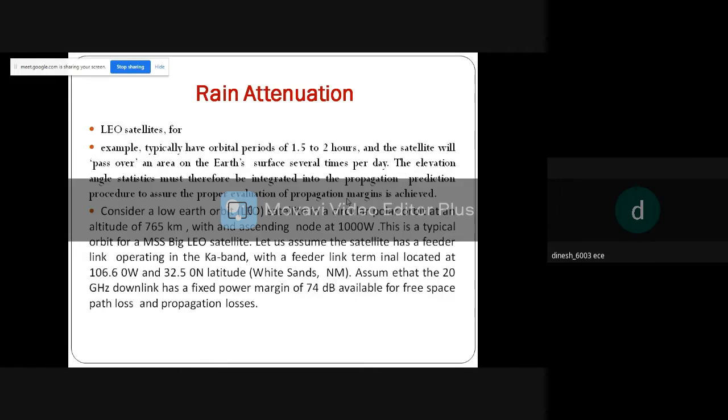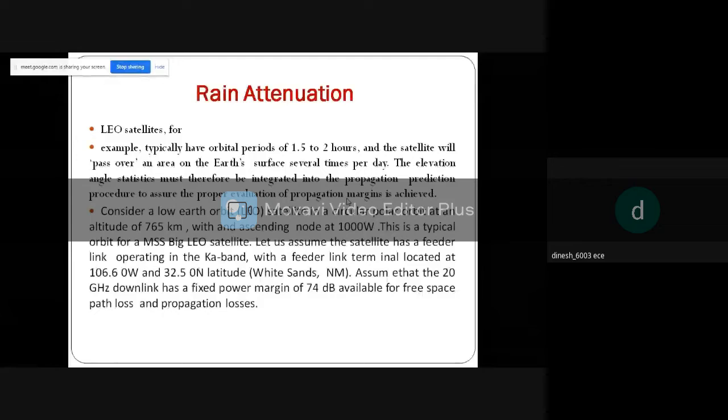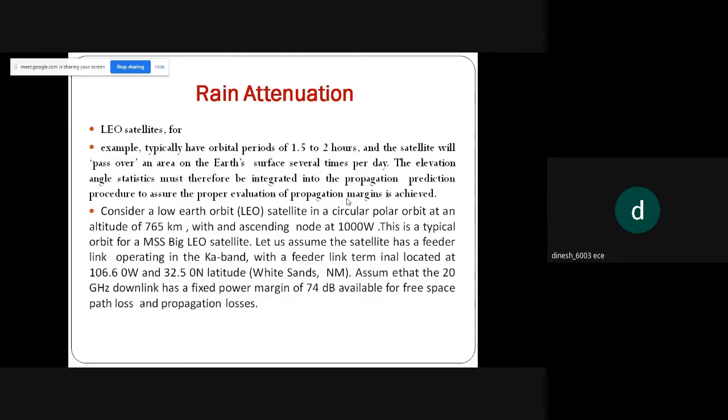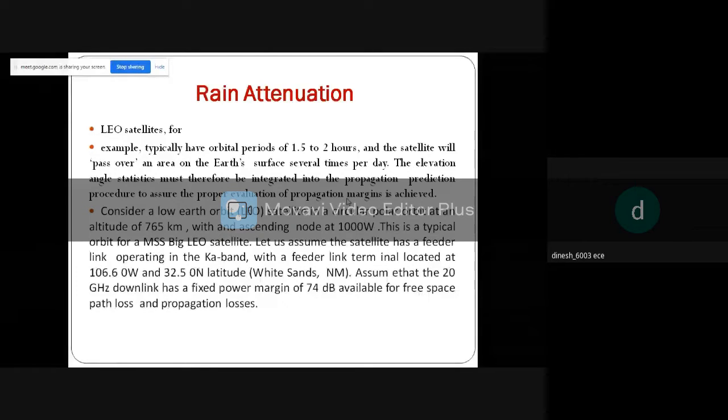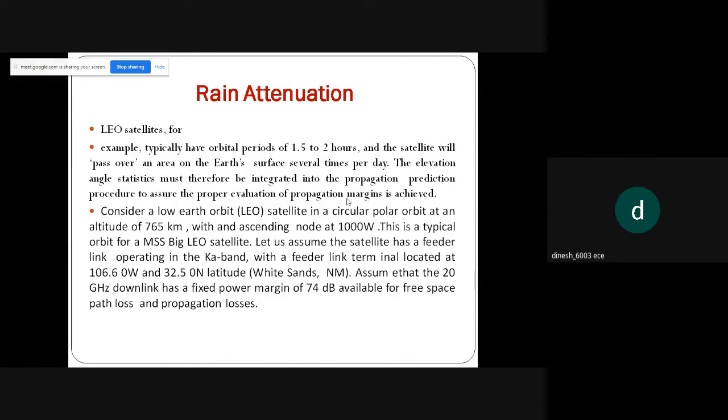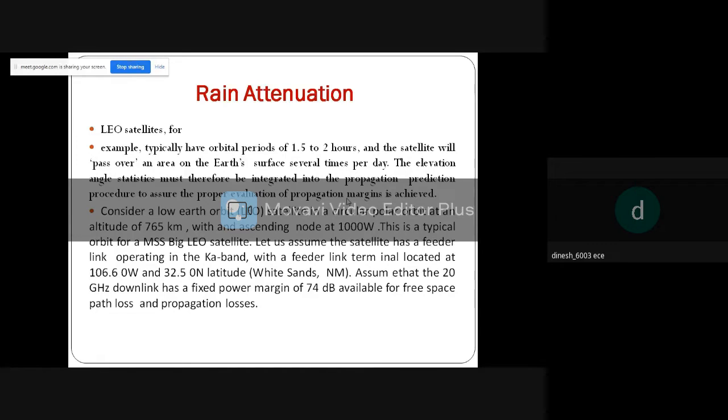Let us see an example. As an example for LEO satellites, low Earth orbiting, a satellite having a typical orbital period of 1.5 to 2 hours will pass over an area of the Earth's surface several times per day. The elevation angle statistics must therefore be integrated into the propagation prediction procedure to assure the proper evaluation of propagation margins to be achieved.